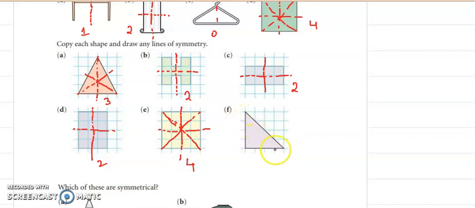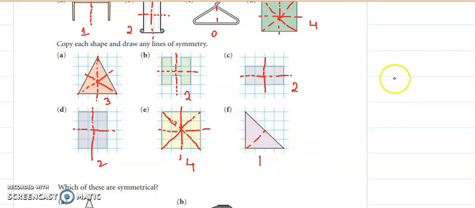Next one is a triangle, but it is a right triangle having a right angle, so it will have only one line of symmetry here. This side and this side are equal. If you look, 1, 2, 3, 4, 1, 2, 3, 4. So these are equal, so it can have one line of symmetry.